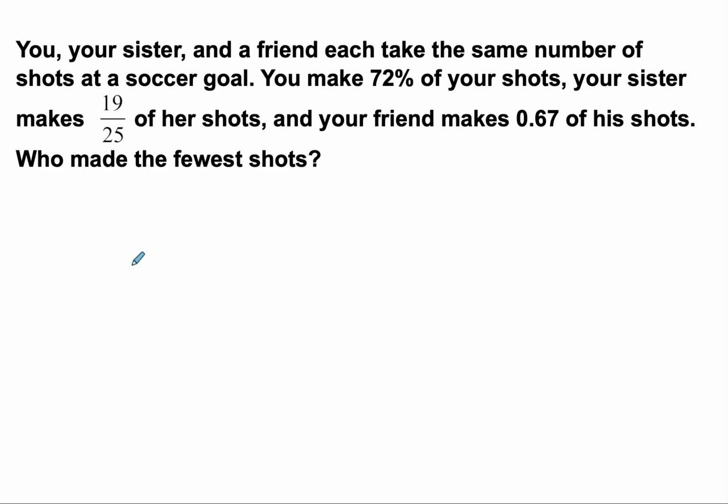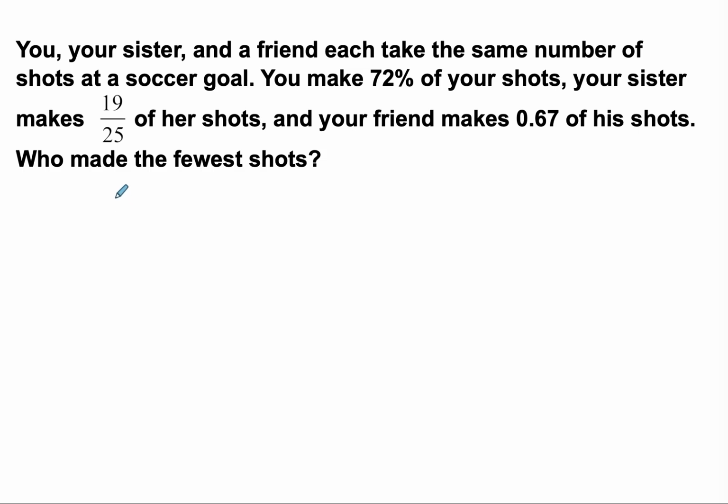All right, so here's our next type of problem. You, your sister, and a friend each take the same number of shots at a soccer goal. You make 72% of your shots. Your sister makes 19/25ths of her shots, and your friend makes 67/100ths of his shots. Who made the fewest shots?